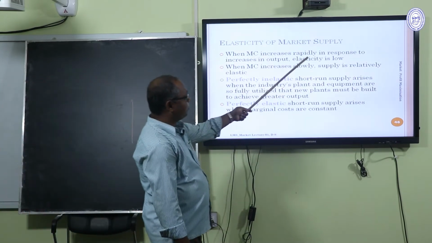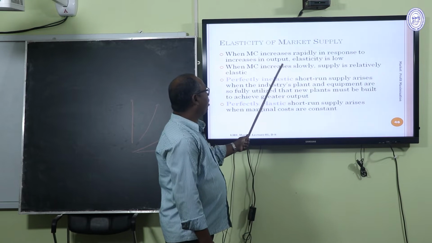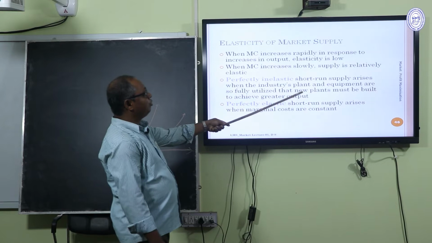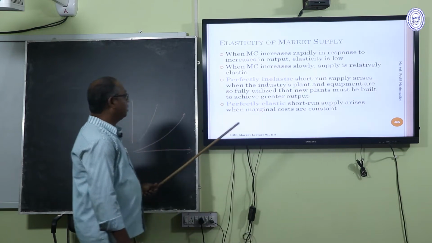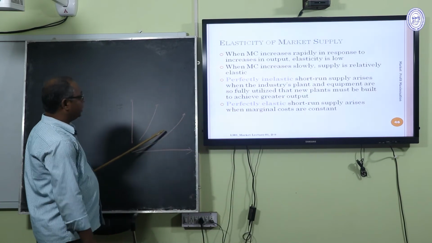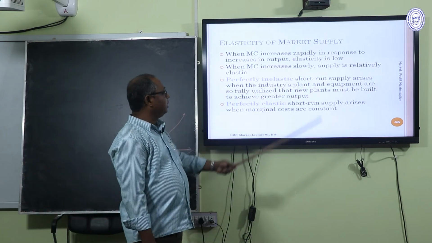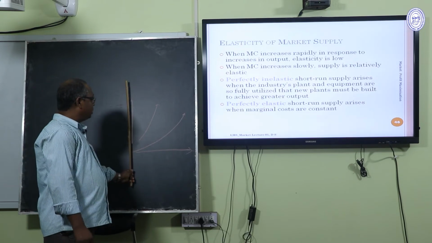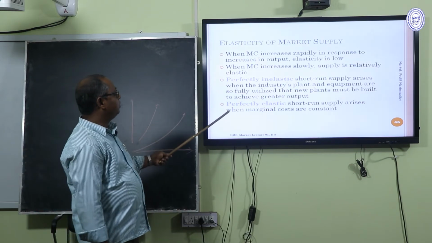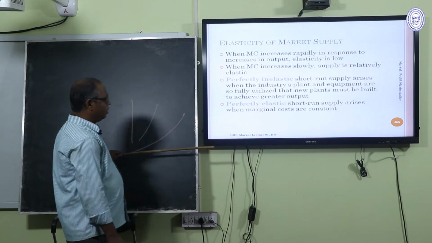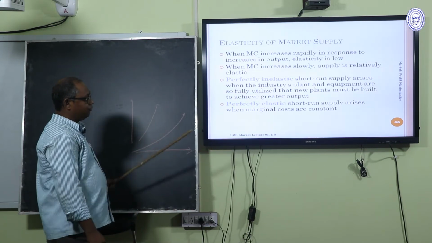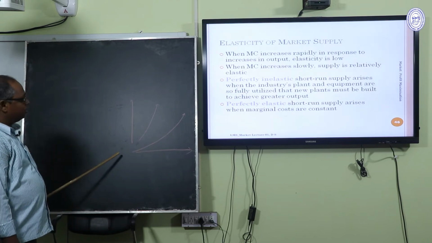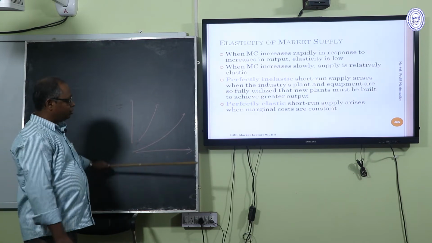When MC increases rapidly with an increase in output, then elasticity is low. When MC increases slowly, supply is relatively elastic. And then the second one is perfectly inelastic, which is the vertical line, and perfectly elastic, this is the horizontal line, and this is a constant. If output increases with an increase in price, the marginal cost will not change, so it's a constant.